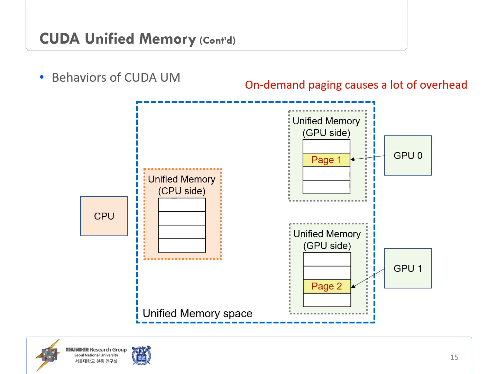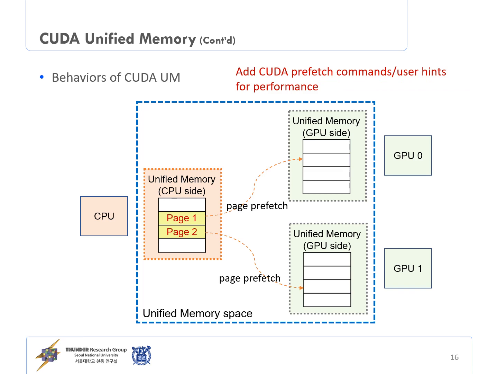While unified memory significantly reduces the burden of a programmer, it does not guarantee good performance. As many pages are migrated on demand due to page faults, it causes a lot of overhead. To reduce the overhead, the programmer needs to add CUDA prefetch commands or user hints.